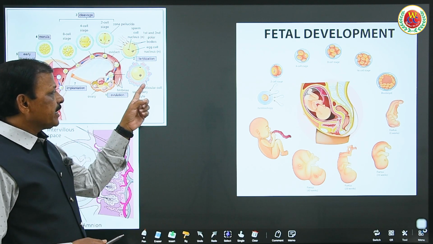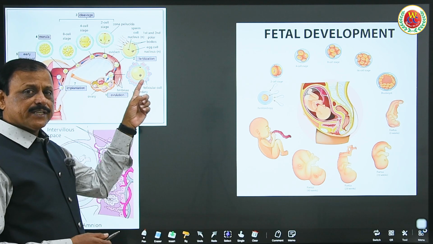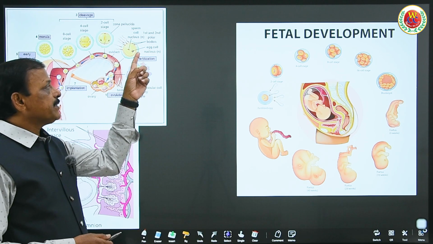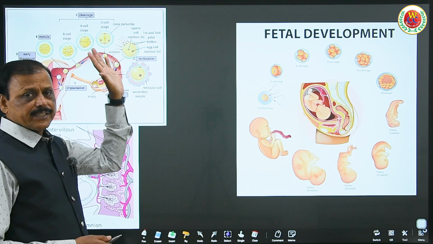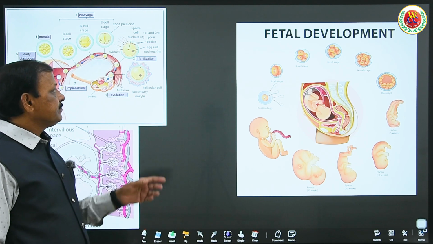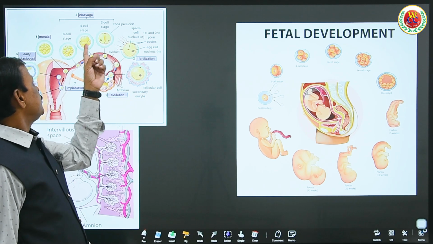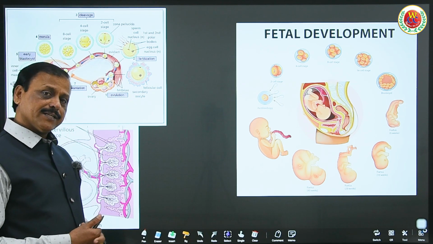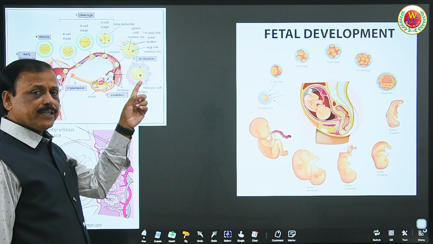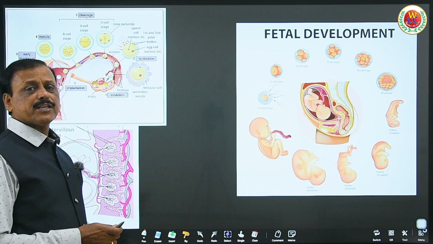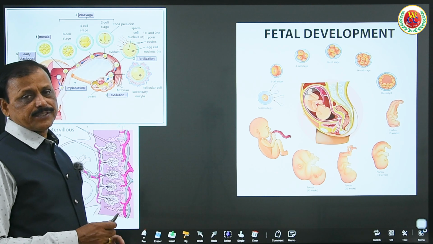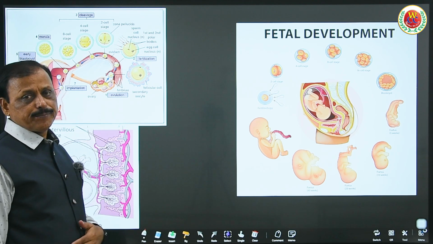Now the corona radiata, which was along with that secondary oocyte, gets degenerated after fertilization. Here you can see the difference. That is a question of NEET. The zona pellucida continues up to the morula stage, and that is also a question of NEET. So corona radiata till fertilization and zona pellucida till blastocyst formation or blastula formation. So these two points you have to remember.